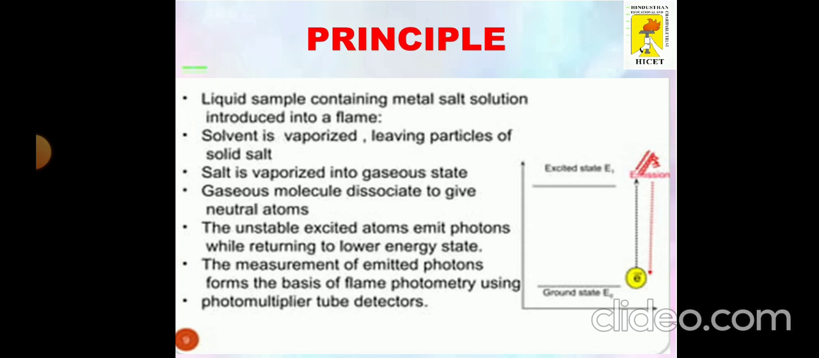The principle of flame photometry. A liquid sample containing a metal salt solution is introduced into a flame. The solvent is vaporized, leaving particles of solid salt. The salt is then vaporized into a gaseous state. All the gaseous molecules will dissociate to give neutral atoms. These unstable, excited atoms will emit photons while returning to their lower energy state. The measurement of emitted photons forms the basis of flame photometry, using photomultiplier tube detectors.